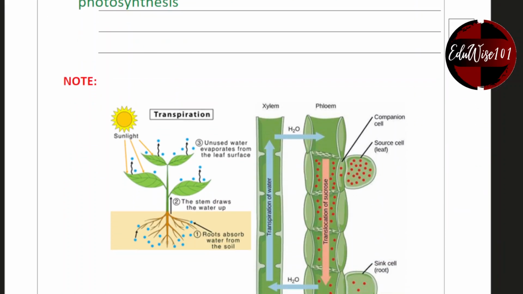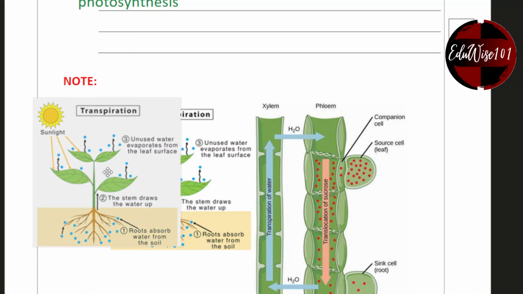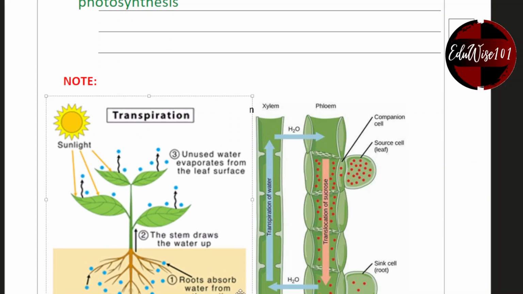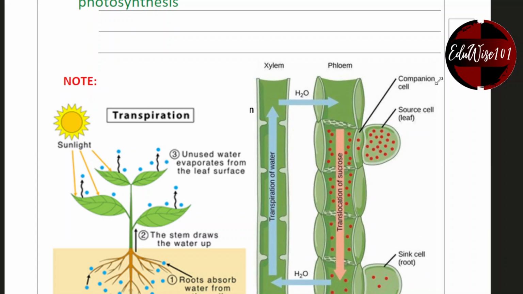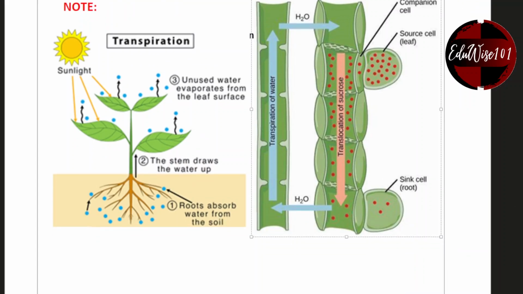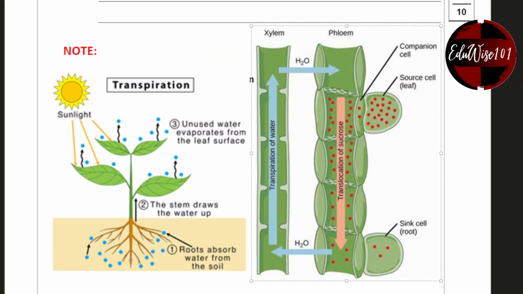Now, here's a little bit of notes to compare transpiration and translocation. Transpiration is basically water evaporating or moving out of the plant, and it's in one direction. Translocation, on the other hand, happens in the phloem. Transpiration happens in the xylem, translocation happens in the phloem, and it happens in both directions. It's a worthwhile image to actually remember and to make notes on.